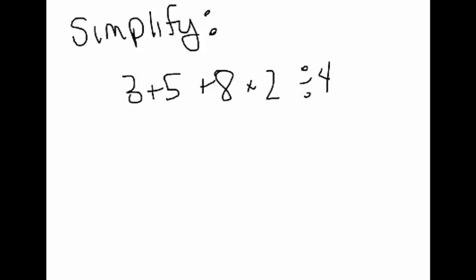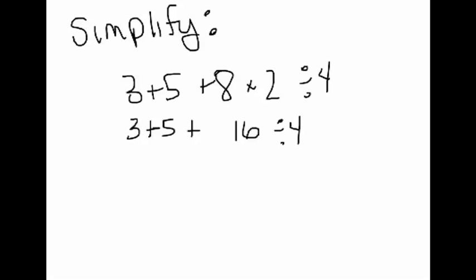Well, I'm going to do the order of operations. Do I have any parentheses? No. Do I have any exponents? Nope. What about multiplication or division? Well, yeah, I've got multiplication and division. So I'm going to do those left to right. So first I'm going to bring down that 3 plus 5 and that plus, and I'm going to do 8 times 2. Well, 8 times 2 is 16, so I'm going to bring down 16. And then I have the divided by 4.